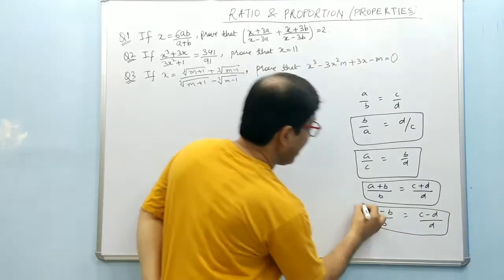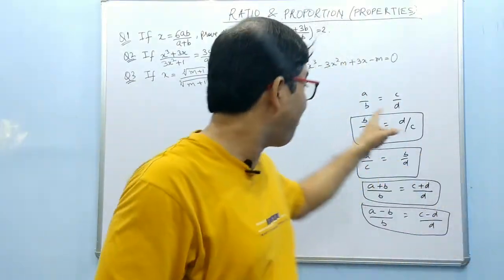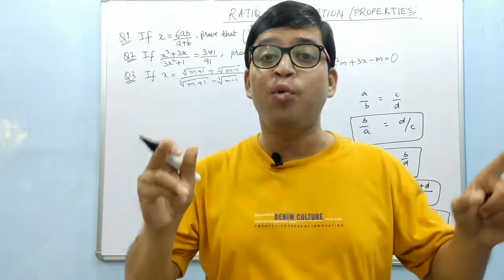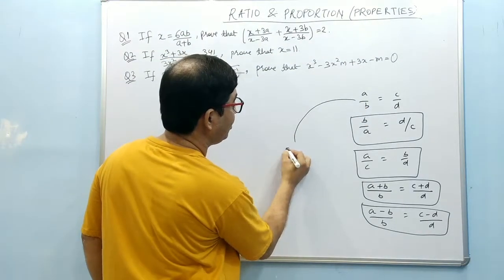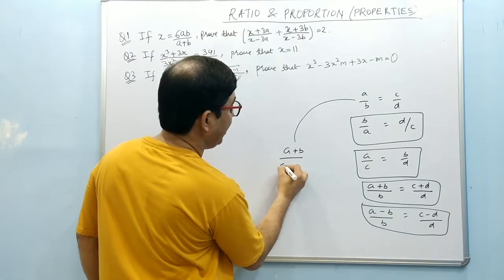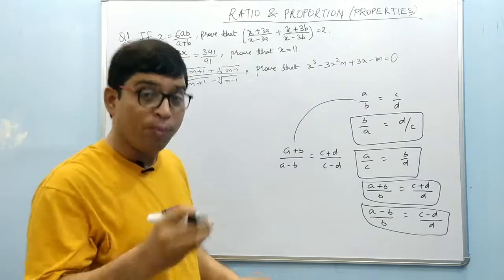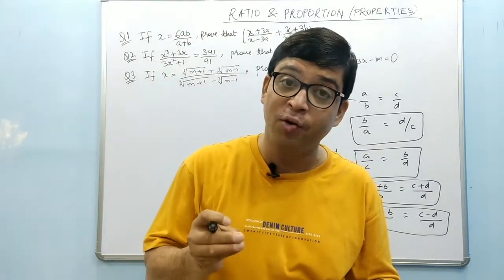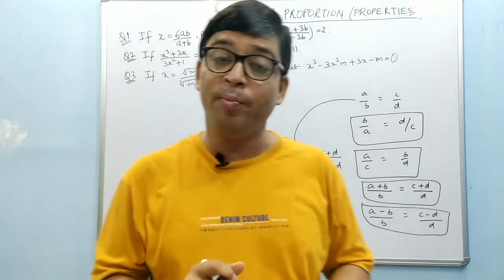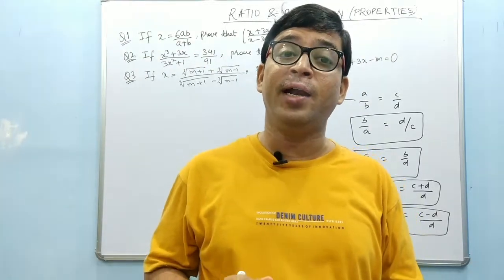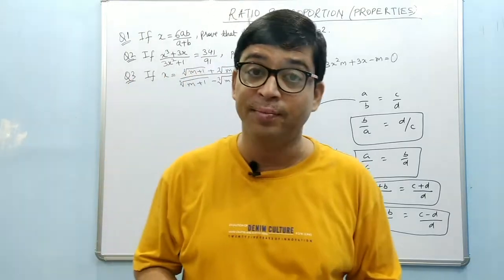This is dividendo. And the property which we will be using, apart from these, is componendo and dividendo. So if we apply componendo and dividendo, it will be A plus B by A minus B is equal to C plus D by C minus D. So always see, by applying componendo and dividendo, numerator plus denominator, and in the denominator numerator minus denominator, not denominator minus numerator. Same thing we have to do in the RHS side.